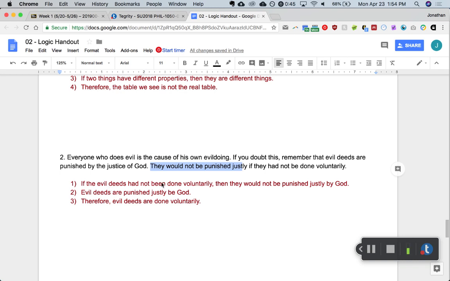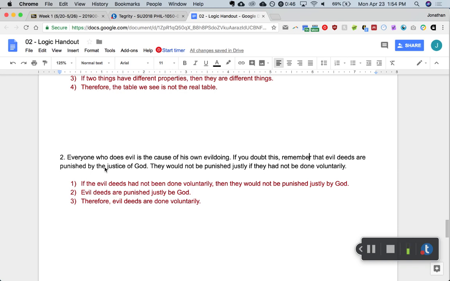So I formalize it this way: if the evil deeds had not been done voluntarily, then they would not be punished justly by God. He says, look, this is the basic notion of free will and moral responsibility: you're only morally responsible for the things that you do freely. If you didn't do them freely, then God would be unjust in punishing you for that. But he notes in the second sentence, remember that evil deeds are punished by the justice of God. That evil deeds are punished justly by God. So, if evil deeds had not been done voluntarily, they would not be punished justly by God. But evil deeds are punished justly by God. Therefore, the evil deeds are done voluntarily.